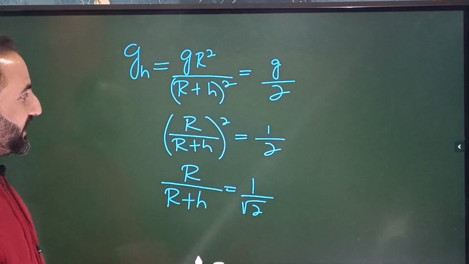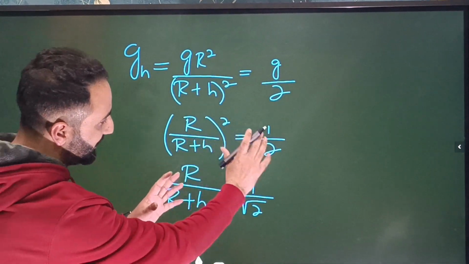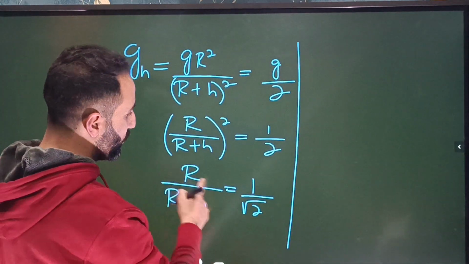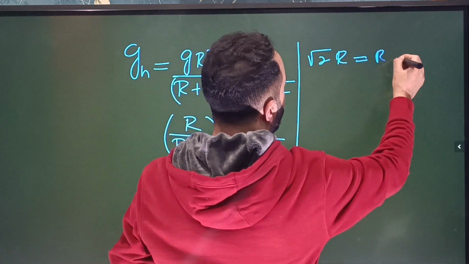Simply what I have done is that I have taken the square root on both the sides. Then the square and root will cancel. Then here it's 1 divided by root 2. What I am in search of is this h. Cross multiplication. So root 2 multiplied by r will be equal to r plus h.